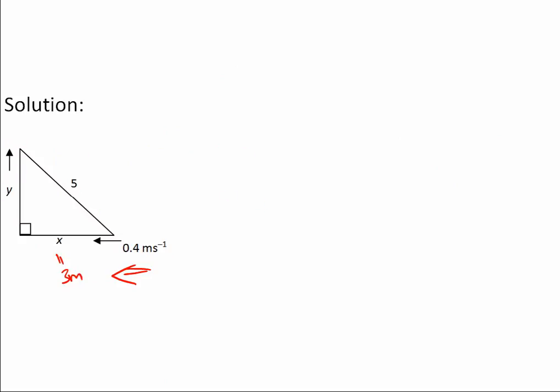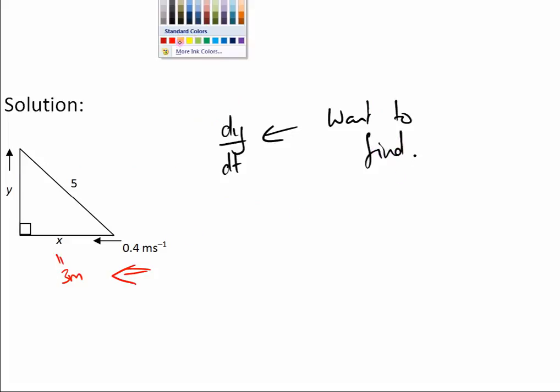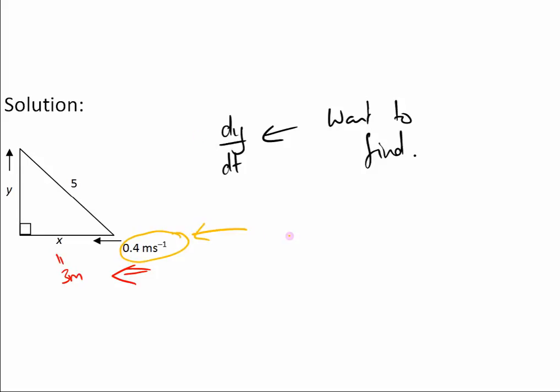So let's try and translate this into maths talk, right? We want to find the upward speed. What does that mean? That means we want to find dy by dt. What do we know? This is 0.4 meters per second. What is this? This is actually our change in the x-axis with respect to time. And if you notice the direction it's going, the x value would actually be decreasing. So technically this is negative 0.4.